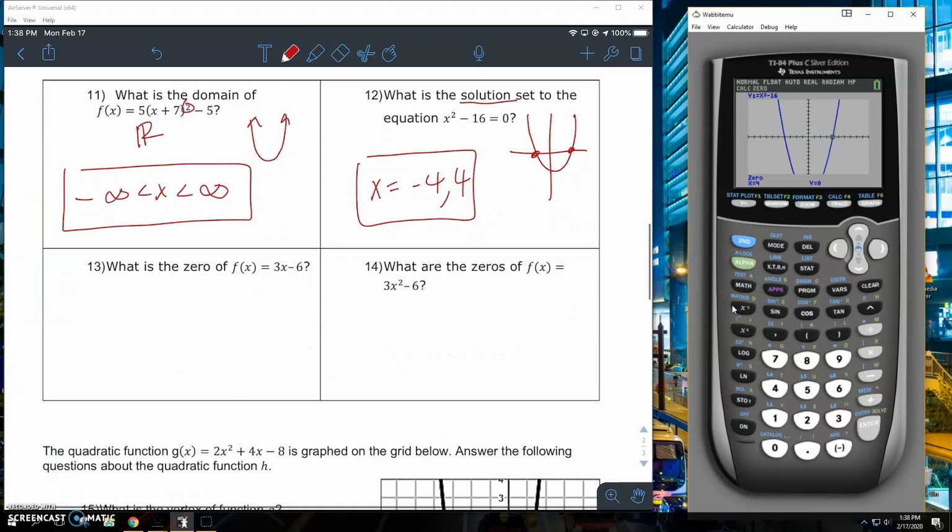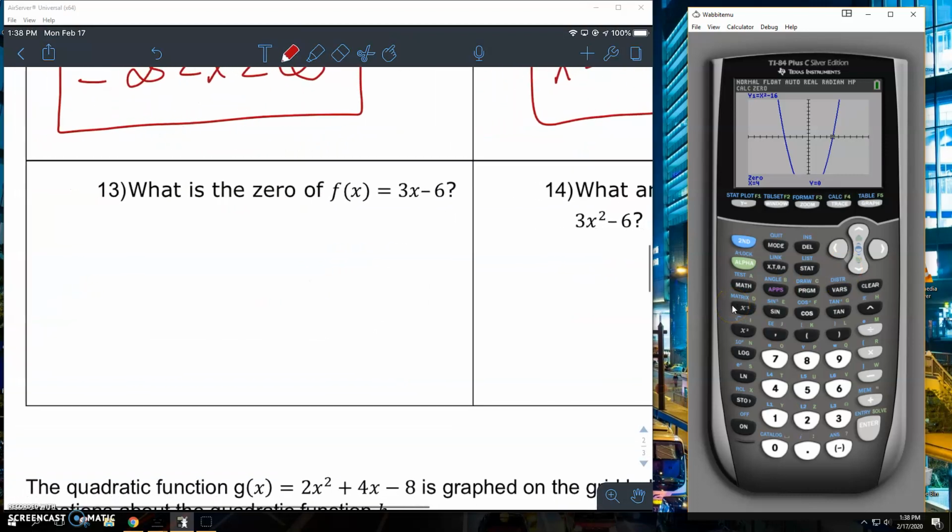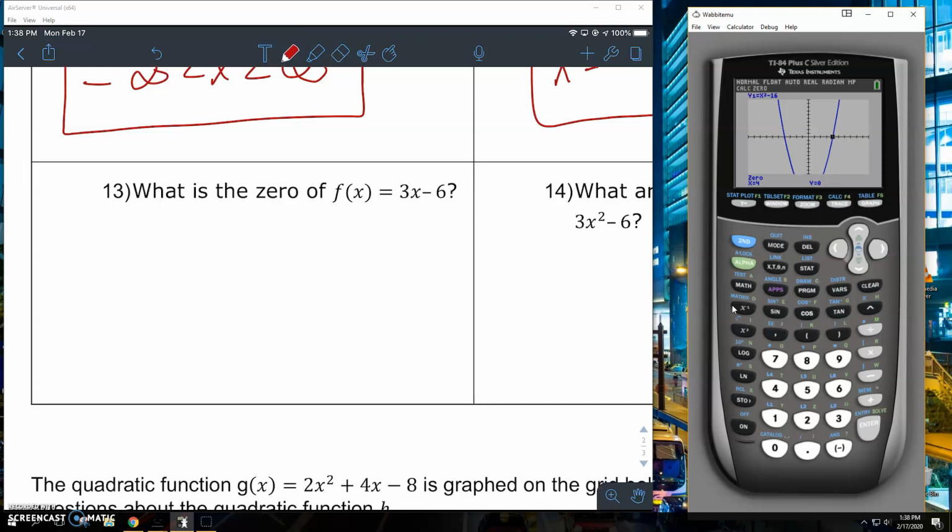Number 13, what are the zeros for 3x minus 6? Okay, remember zeros are just your x-intercepts. And we can do that all in the calculator. So, typing in 3x minus 6, looking at the graph. Okay, this is linear, this is a line, and so I'm only going to have one 0 because I only have one x-intercept.